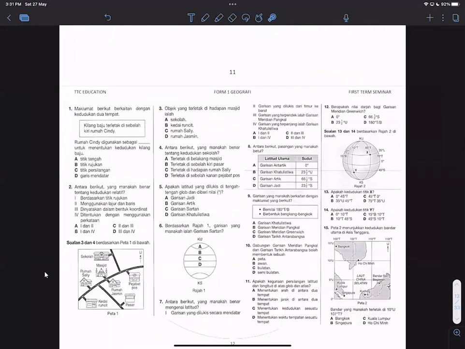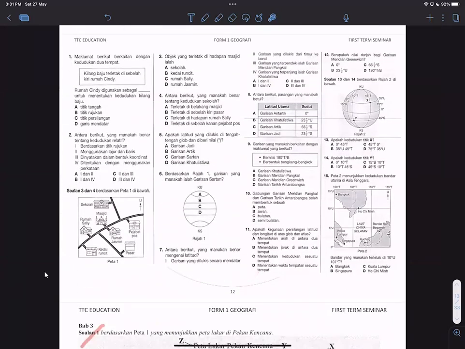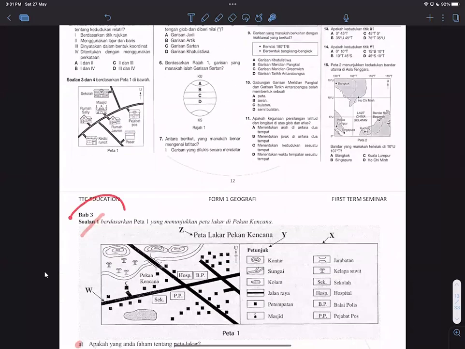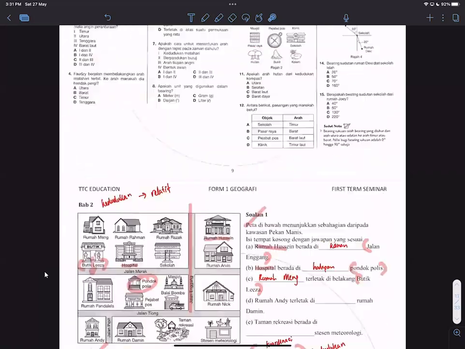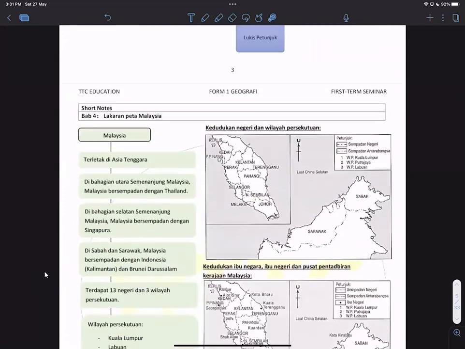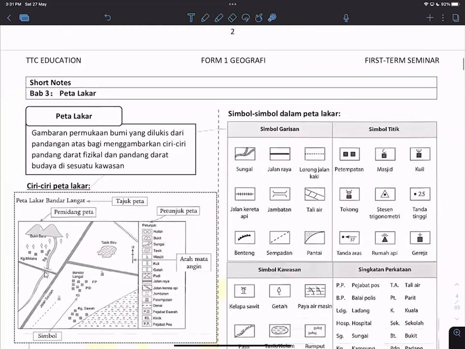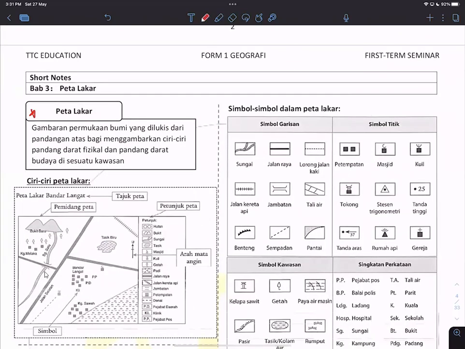So bab 3. The bab 2 exercise, you try on your own. For bab 3, we are learning the peta laka, right? So what do we need to be careful of? 5 ciri. Okay, you don't need to flip. We do some highlighting on bab 3, so scroll all the way up to bab 3. First one, put a star.